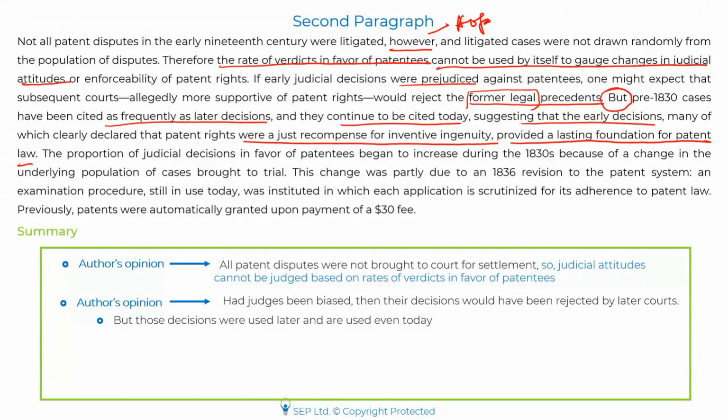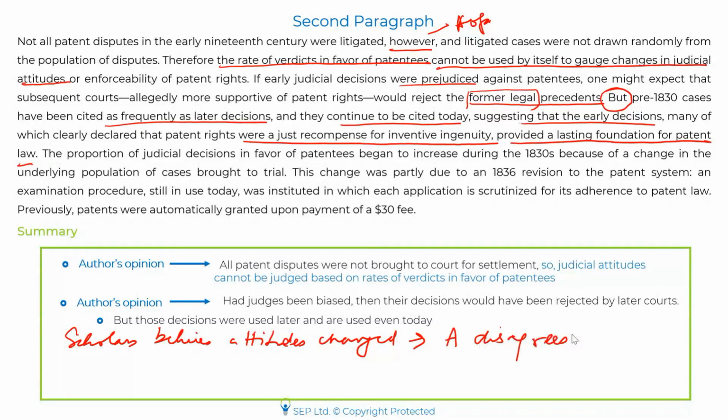Scholars believe, I'm going to write it here. Scholars believe attitudes changed. Okay. Author disagrees. Is this clear? How I have derived this, is this clear? Let me know, guys, if this is clear.